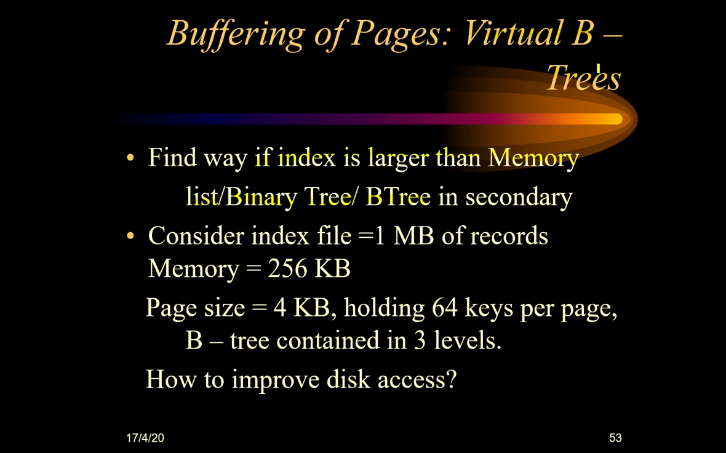Before coming to the topic itself, we'll just see an example and then we'll see how it improves our storage. Consider an index file which has 1 MB records, the memory is 256 KB, and the size of one page is 4 KB, where it holds 64 keys per page. So we can tell that the B-tree is actually of 3 levels. Now we'll see how a virtual B-tree can improve the space storage compared to B-trees.